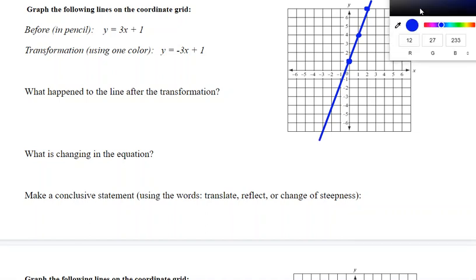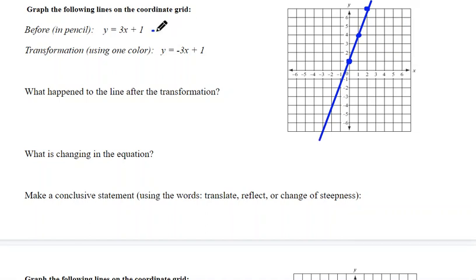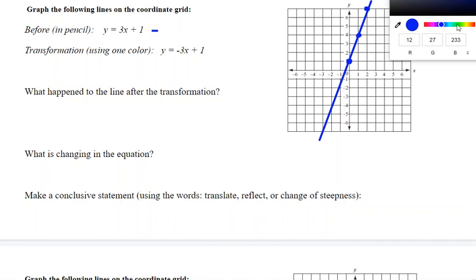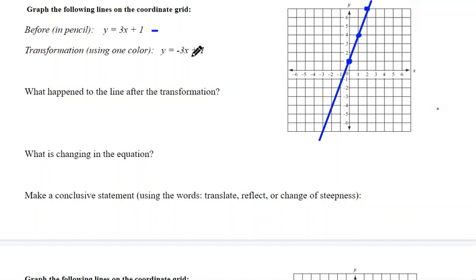There we go. Now let's change colors. Let's put blue next to this so we remember that's blue. Let's change colors. I like the pink color. It looks so nice, doesn't it? Okay, y equals negative 3x plus 1. So I'm going to start at 1 again and put a dot on 1. Now my slope is negative 3, so I'm going to go down 3, 1, 2, 3, over 1.